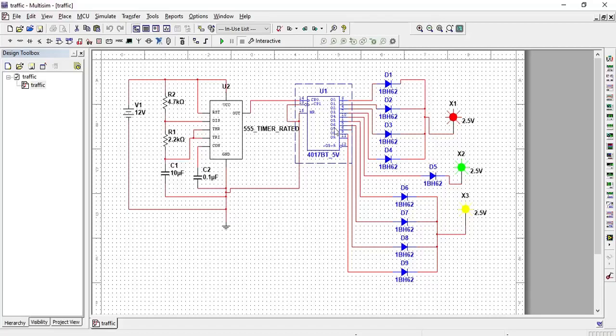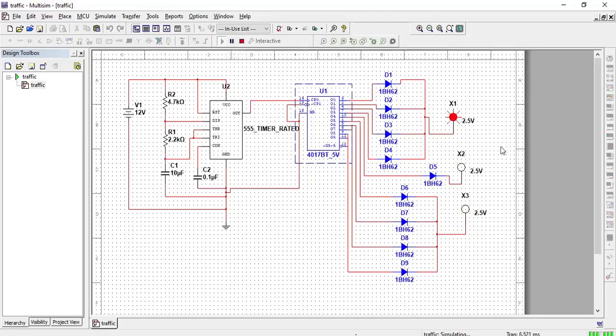The output is connected with the counter. The output of the counter is connected with 1, 2, 3, 4, 5, 6, 7, 8, 9 diodes, and the diodes are connected with three probes. The probes are called X1, X2 and X3. Now let's simulate it.